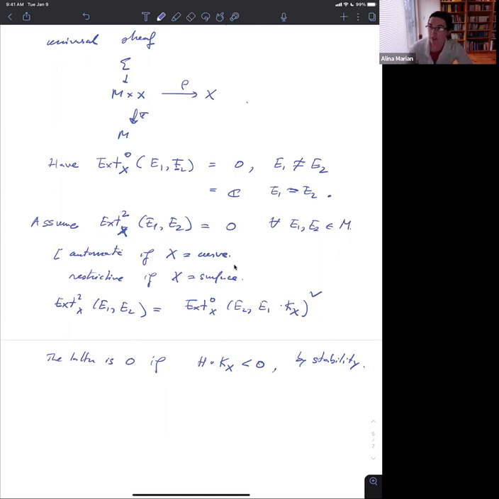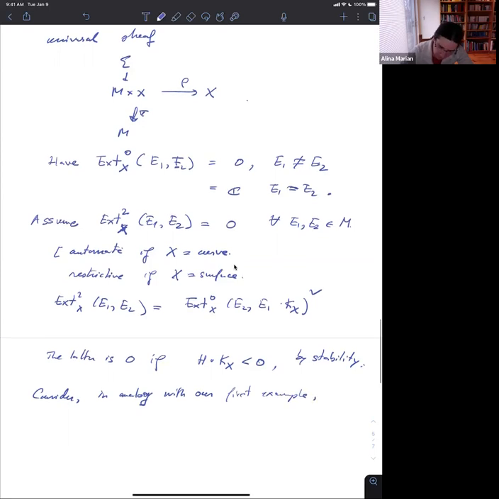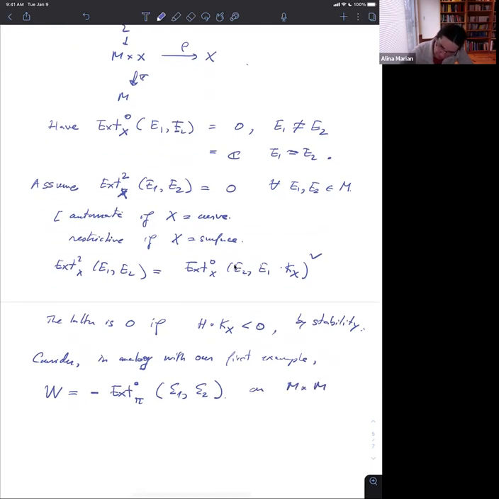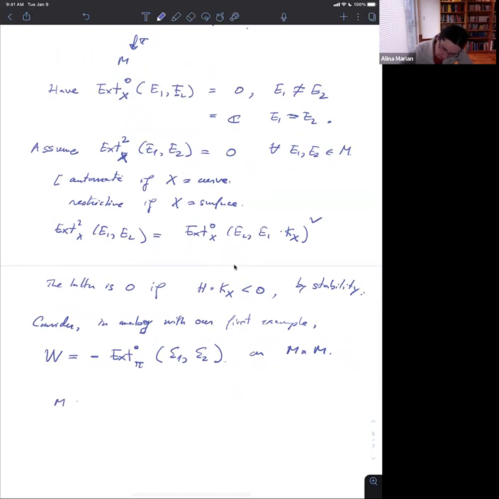So if this X2 is zero, that's why we want it to be zero, because then you can, okay, so we can consider, well, I'm getting a bit ahead of myself, so I'm sorry. So I consider, as before, not quite as before, in analogy with our first example, the code schemes. We're going to consider the complex, and here I'm going to stick a minus, on M times M. So this is the same scenario as before. You have a universal sheaf on one factor and a universal sheaf on the other factor, okay?